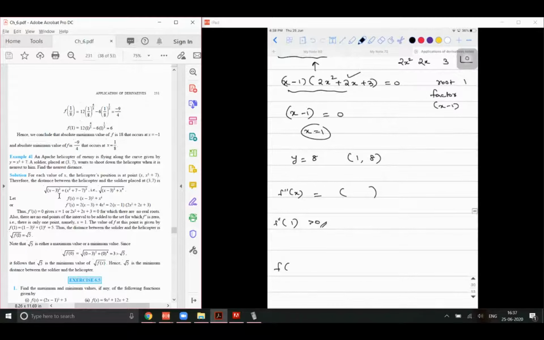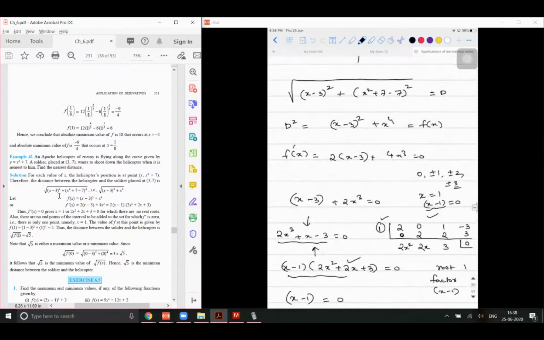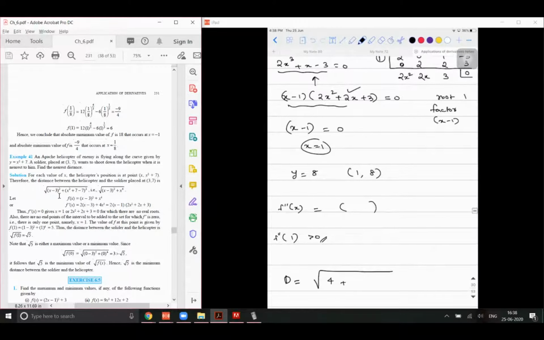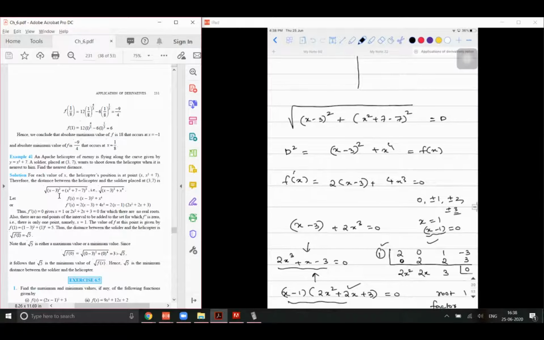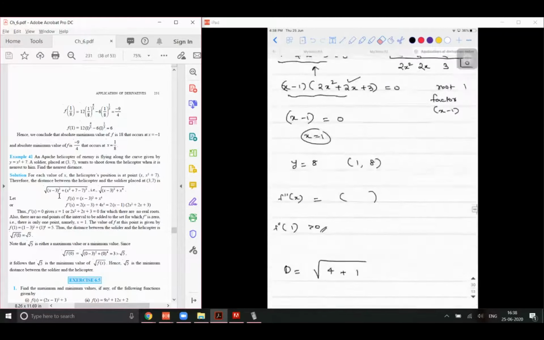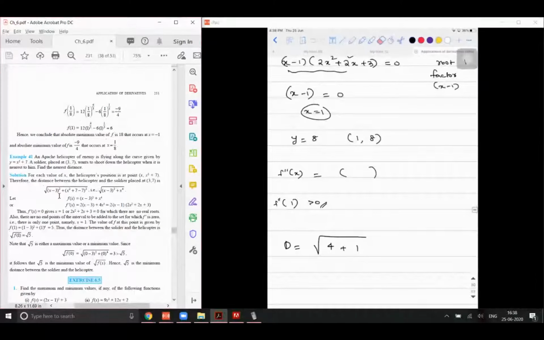Then what is f of, sorry, not f of, no. You need the distance. What is the least possible distance? Distance will be square root of, what was it? x minus 3 the whole square. x is 1. x minus 3 the whole square is 4 plus x power 4. x power 4 is 1. So square root of 5 is the answer. So square root of 5 will be the required answer.